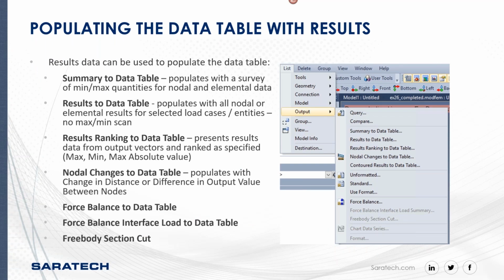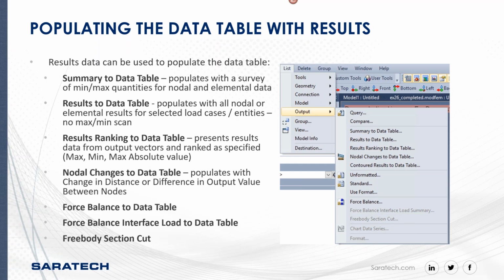This is where you specify entities that you're interested in. We'll just say nodes or elements. Then you can specify the output set. In this instance, maybe I'm interested in T1, T2, and T3 and total translation for 17 nodes in my model. I can specify that, select the nodes, and it's going to list it for me in a tabular form. The other common one is summary to data table. It lists the max and the min for all nodal and elemental data.